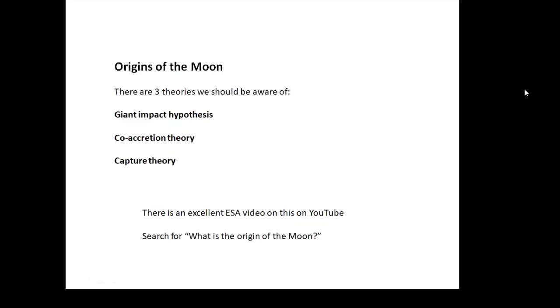Origins of the moon. Now, there are three theories that we should be aware of. They're the giant impact hypothesis, the co-accretion theory, and something called capture theory. If you watch, there's an excellent ESA video on YouTube, What is the Origin of the Moon? And that actually mentions a fourth theory as well. But these are the three that we need to know about.